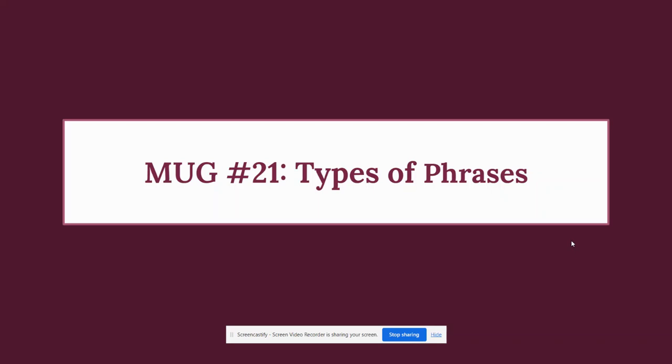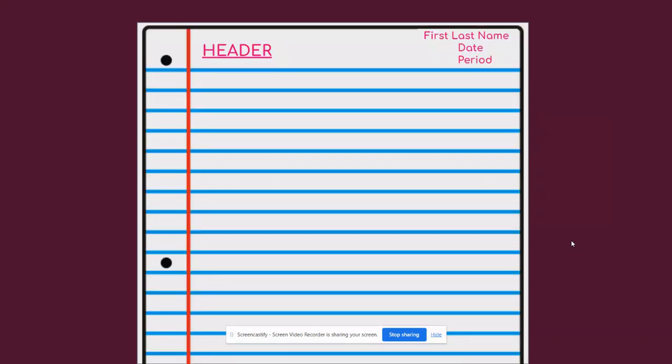Today we're going to talk about types of phrases. So last time we talked about modifier phrases. Today we talk about other kinds. And we'll expand on our previous knowledge as well.